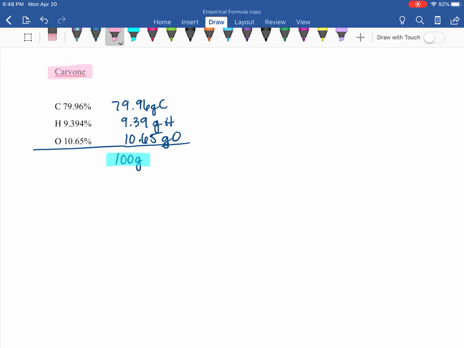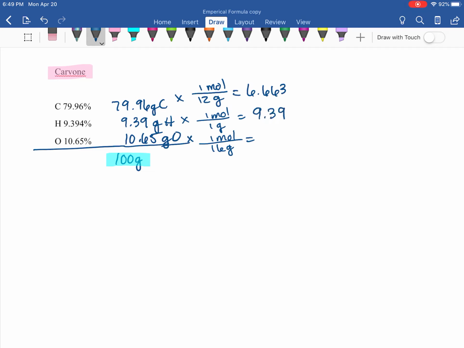All right, so let's take each one of them. Grab your calculator. Let's convert them to moles. I'm going to go ahead and round those again. And then let's do the same thing for oxygen. Let's convert all of them to moles. All right, hit pause and grab your calculator. Let's calculate this. I'm going to take that 79.96 divided by 12. Ooh, this is going to get rowdy. Okay. There's 3's there. All right, let's take 9.39.